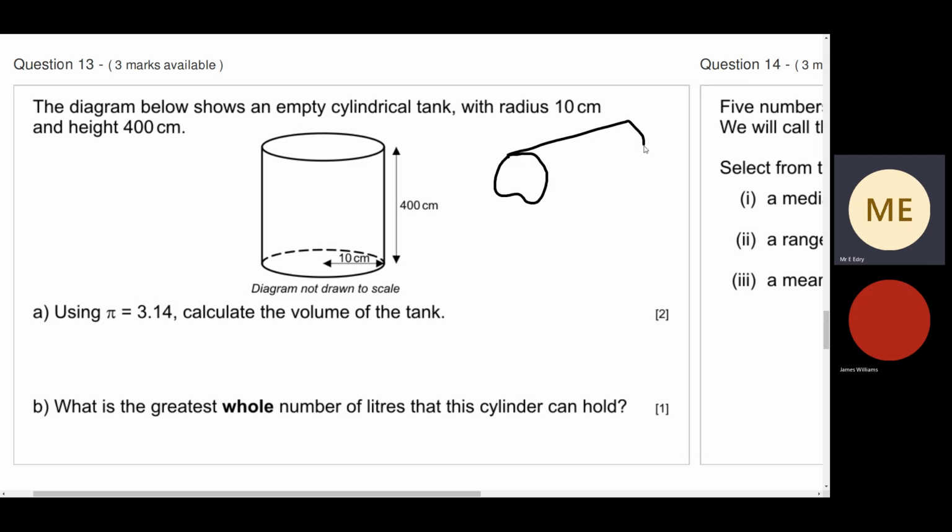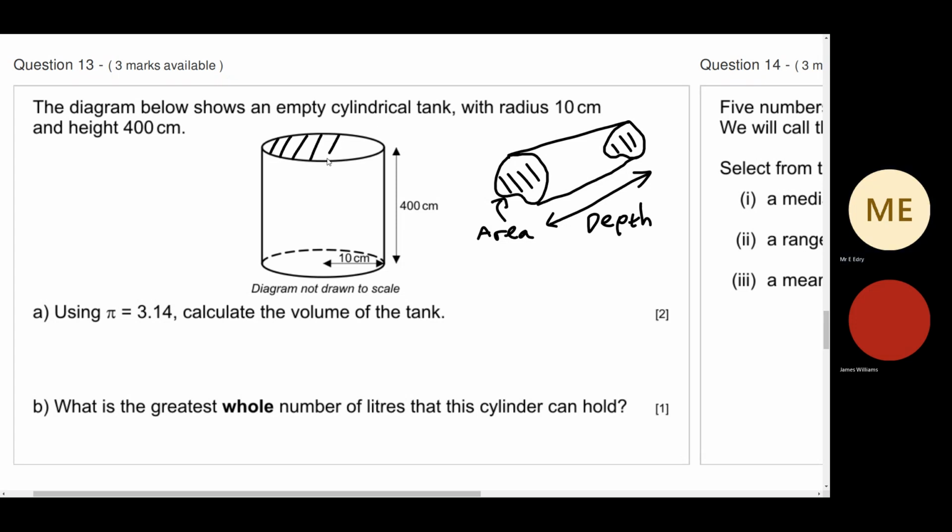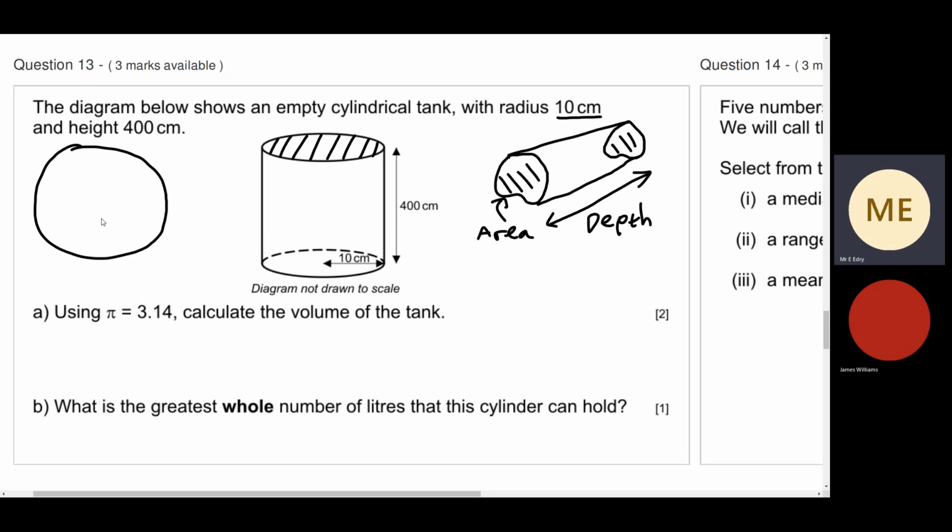They've got a picture of a prism in the formula sheet, which is basically any shape where the profile of the shape is constant. To work out the volume, you need to work out the area of the cross-section times by the depth. Here, the cross-section is a circle, and they're telling us the radius is 10. If I looked at it from the top, it would look like this, and what I need is the area of that circle.